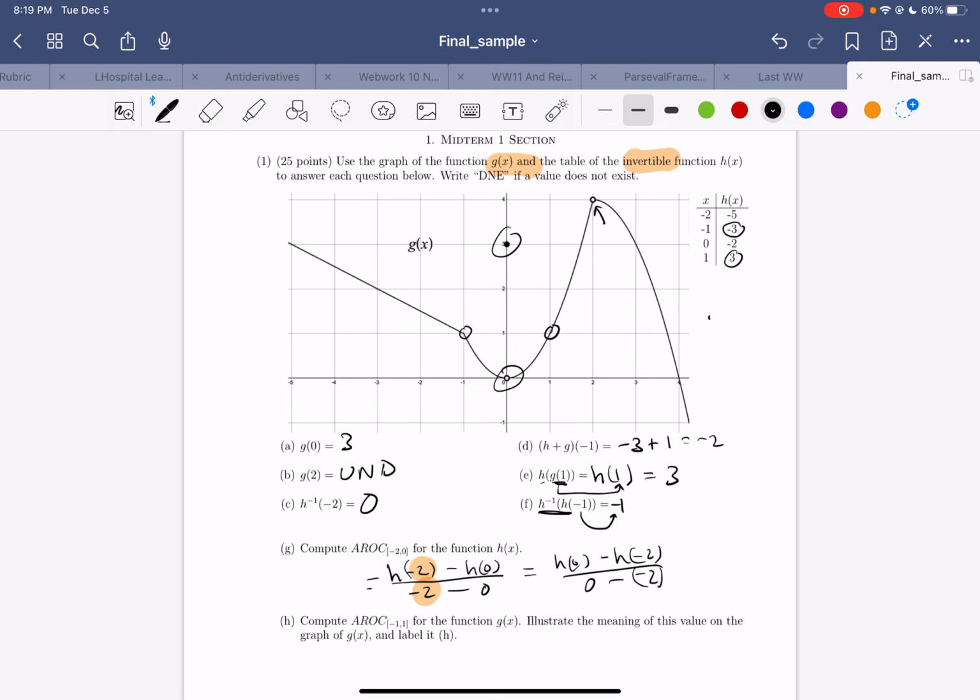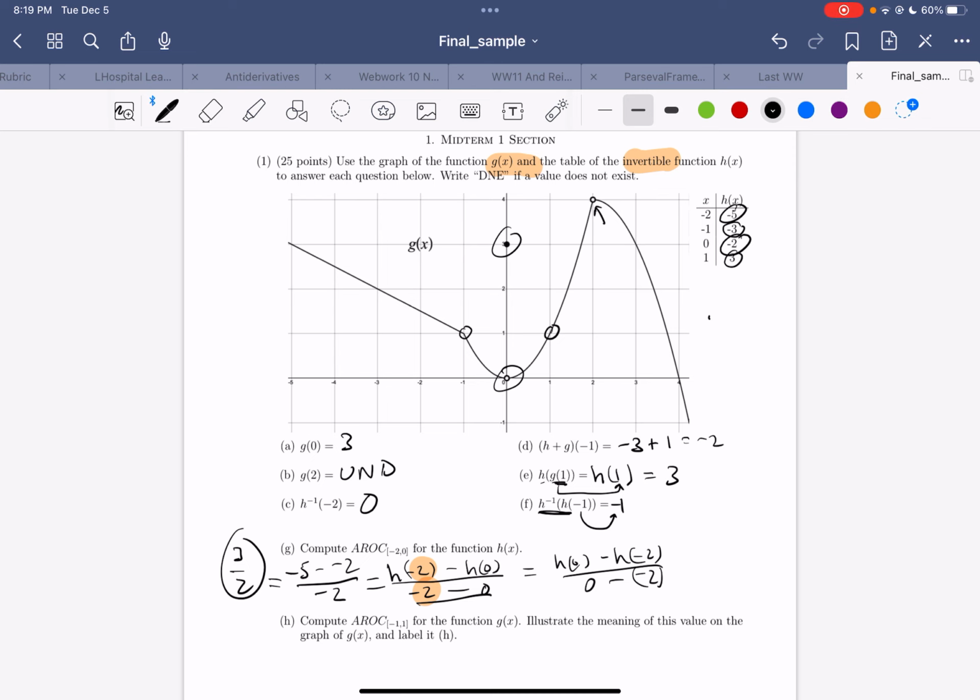Okay, so what do you get? Let's see. h of negative 2 is negative 5. h of 0 is negative 2. So I have negative 5 minus negative 2 over negative 2 minus 0, that's minus 2. And so what's this? Negative 5 plus 2 is negative 3 over negative 2. So we can just write it as 3 halves if we want.